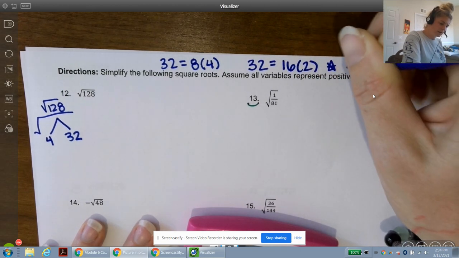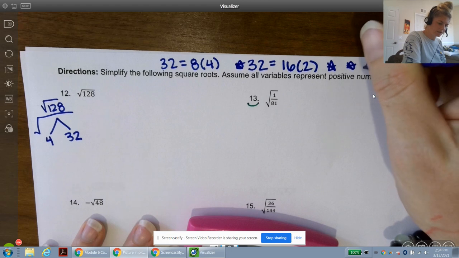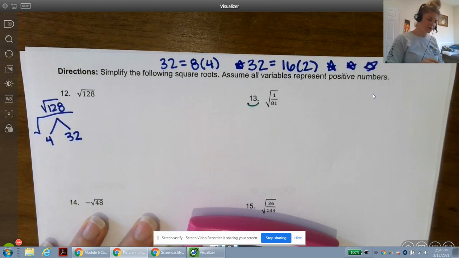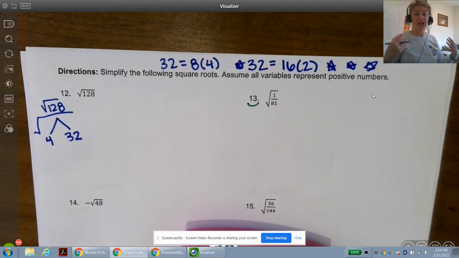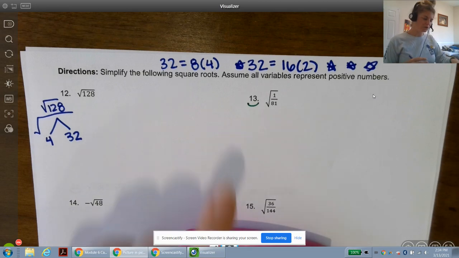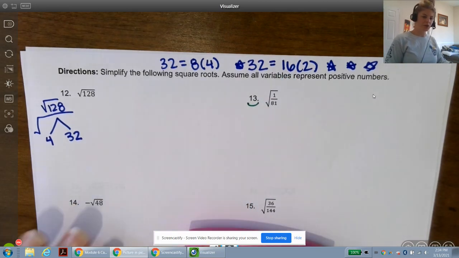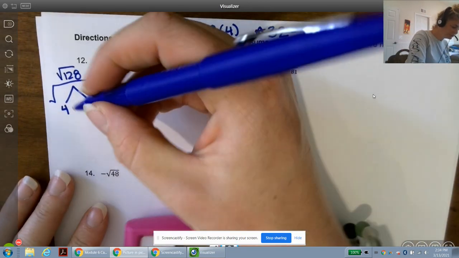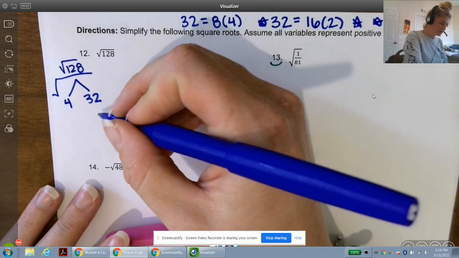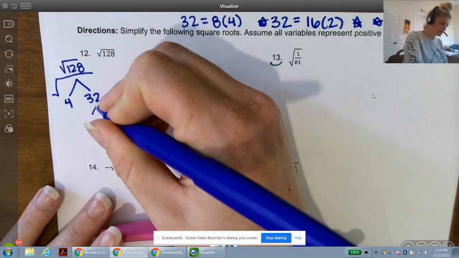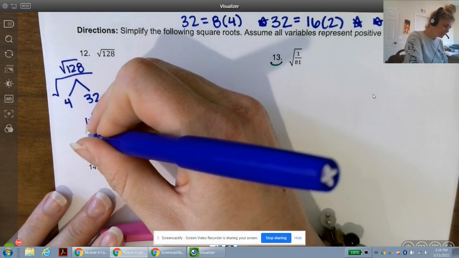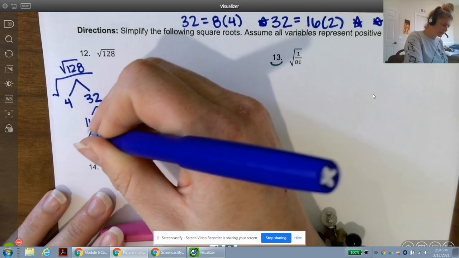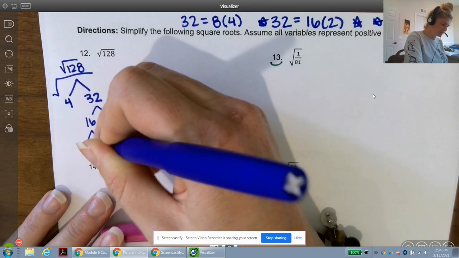So maybe put that up at the top of your paper, because it's going to come up a lot. This module, you're going to run into 32. And if you break it into 8 times 4, then you're going to have to break down 8 again into 2 times 4, and then you get that 4 times 4, which is 16. So make yourself a note and it'll help you throughout this module. 32 is 16 times 2. And then 16 we know is 4 and 4.